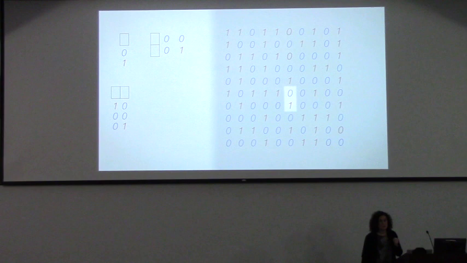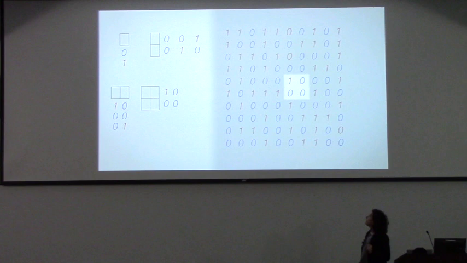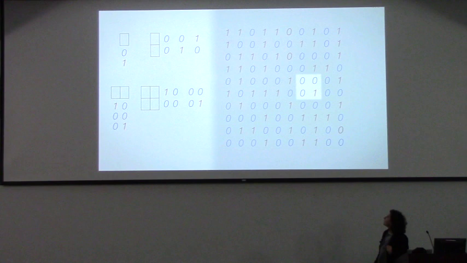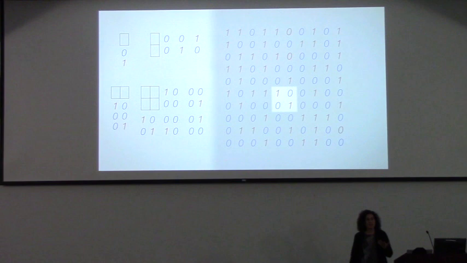1, 0, again, at least 3 ways to fill in this window of size 2. And I continue with the window of size 4. 1, 0, 0, 0 fills it in. Moving around, you get 0, 0, 0, 1, 0, 1, 0, 0, and 0, 0, 1, 0. And here's another one, 1, 0, 0, 1. So there's at least 5 ways to fill in the 2x2 window.